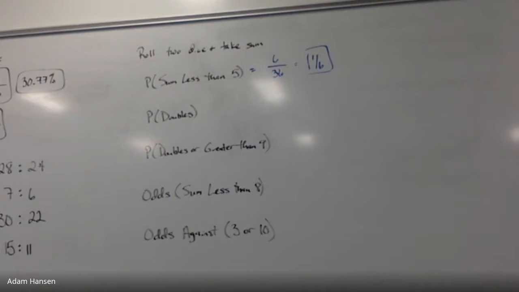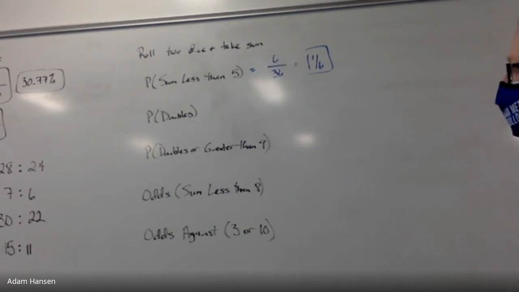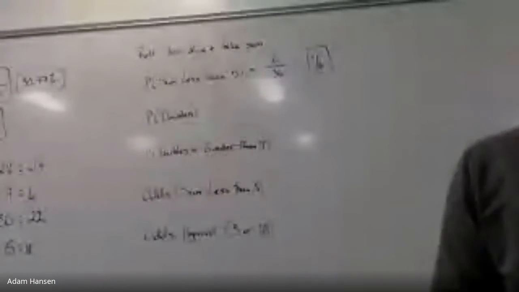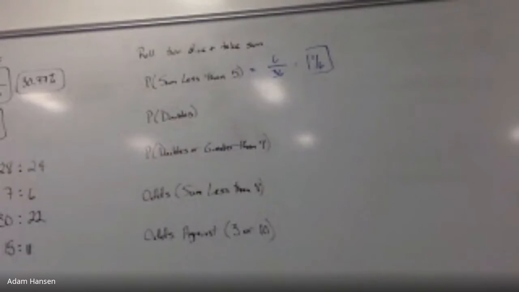You've got 2 more probabilities and 2 more odds to look up. What's the probability of rolling a double? Probability of getting doubles or greater than 9. Odds for a sum of less than 8, and odds against rolling either a 3 or 10. Take about 2-3 minutes here, and then we'll talk about your work.